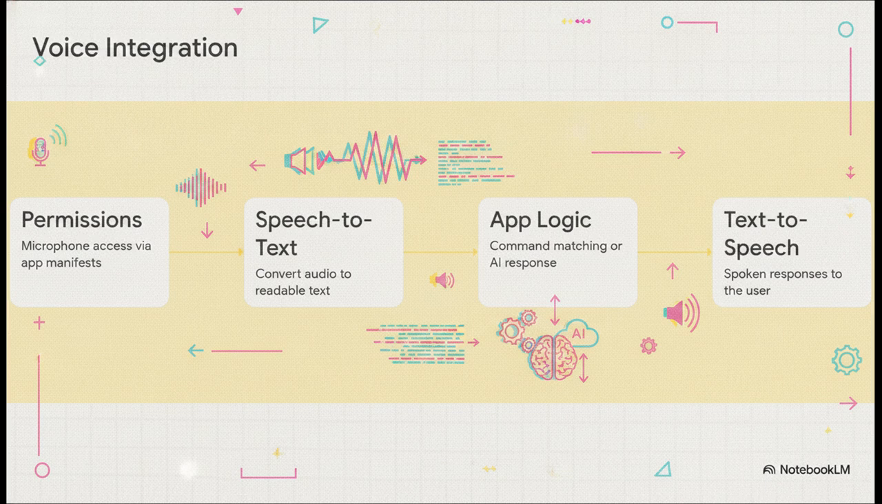Step 1, permissions. You physically need microphone access to capture audio. Step 2, speech to text. We take that audio and turn it into readable text using existing ecosystem packages like speech_to_text. Step 3, logic. This is your app's brain, matching that text to a command or maybe sending it off to an AI model. And finally, step 4, text-to-speech, using a package like Flutter_TTS to give your assistant a voice to talk back. You're literally just acting as the architect here, assembling these existing blocks.